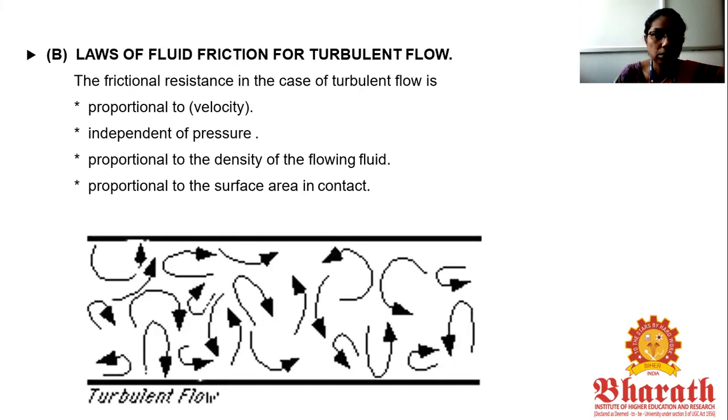Then according to laws of fluid friction for turbulent flow, the frictional resistance in case of turbulent flow is proportional to velocity and is independent of pressure of the fluid, and it is proportional to the density of the flowing fluid, and it is also proportional to the surface area in contact.